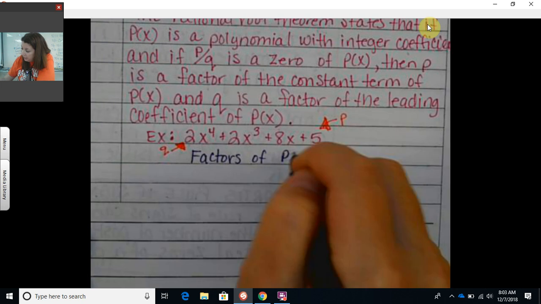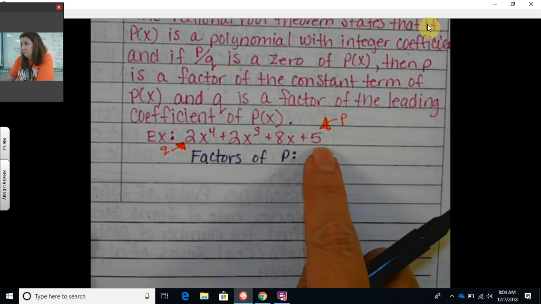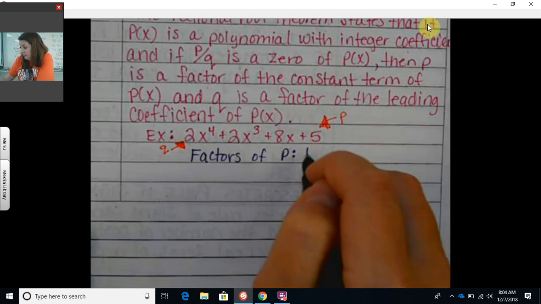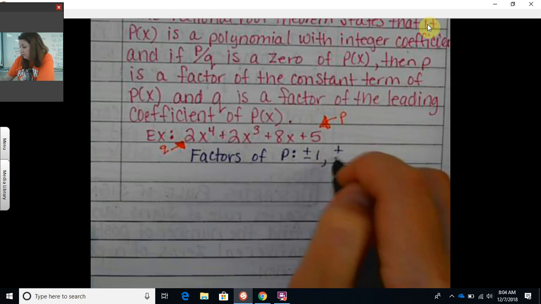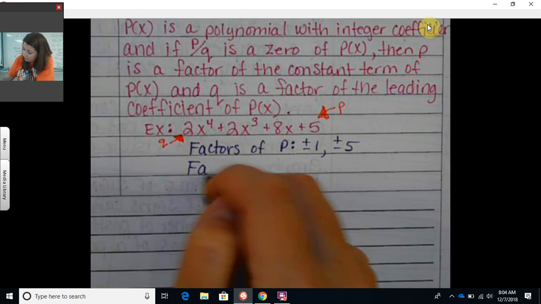Factors of P, and you're doing the positives and negatives. So what numbers are divisible? What are all the numbers that go into 5 evenly? 5 and 1. Positive 5 goes into 5. Negative 1 goes into 5, right? So the way you would write it is 1 is a factor of 5, negative 1 is a factor of 5. So positive, negative 1. 5 is a factor of 5, negative 5 is a factor. So positive, negative 5. You don't want any decimals, just integers. Anything else? No. Then you find your factors of Q.